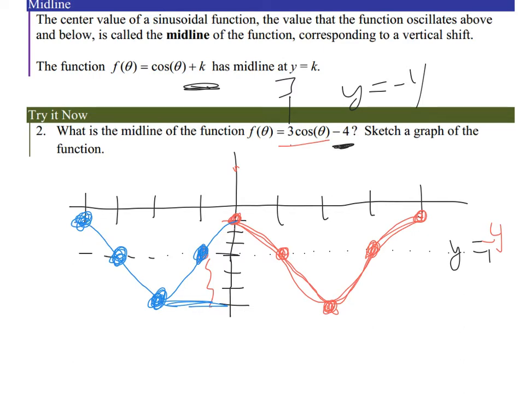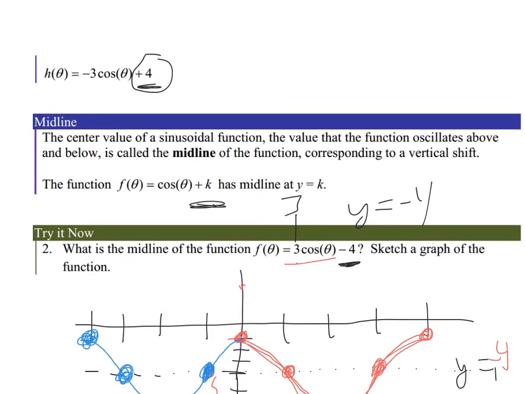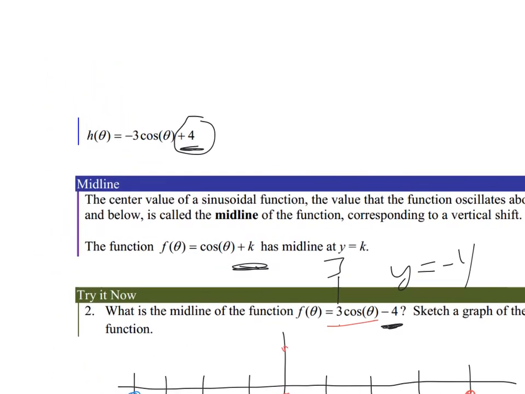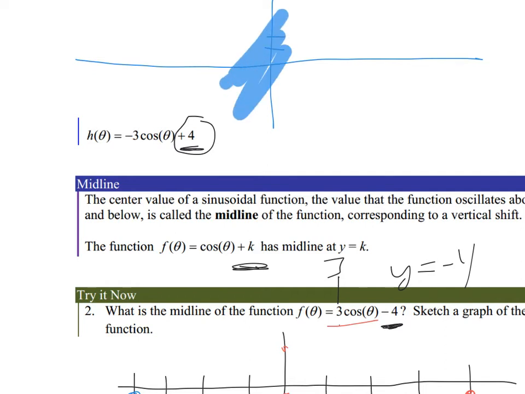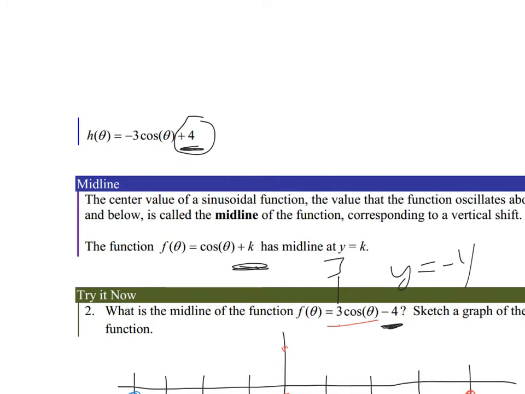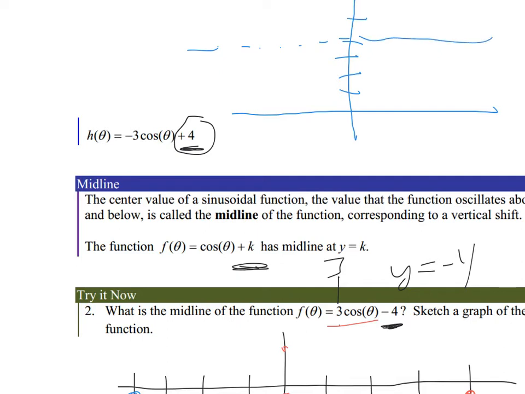What's so different about that one? I don't know if you can see it anymore, but if we go back up, what's so different about this graph? What does that have a midline of? Actually, I'm not going to have enough space to draw that right there. That's going to have a midline of what? I hope you said positive 4. So 1, 2, 3, 4. There's my dotted line. And then remember to go up 3 because of my amplitude.